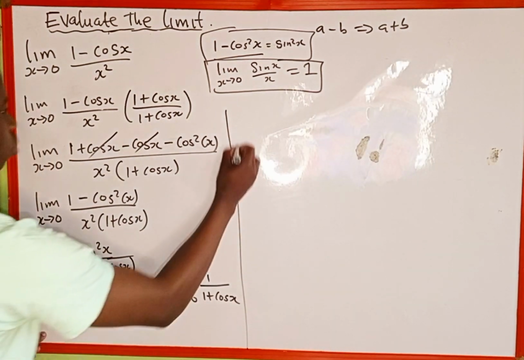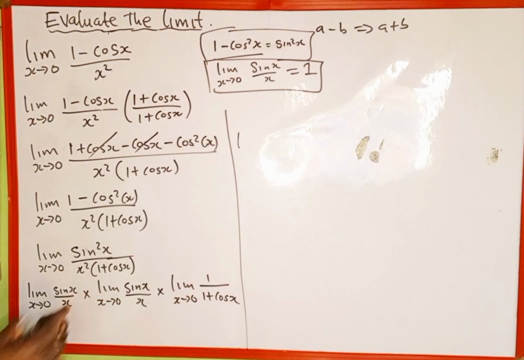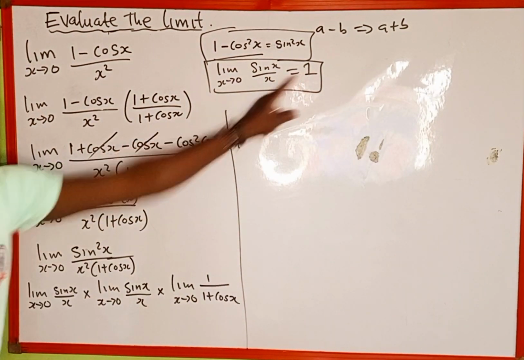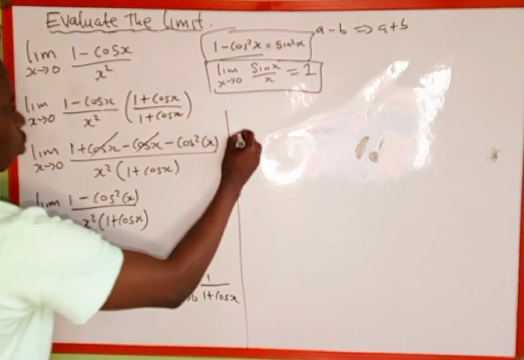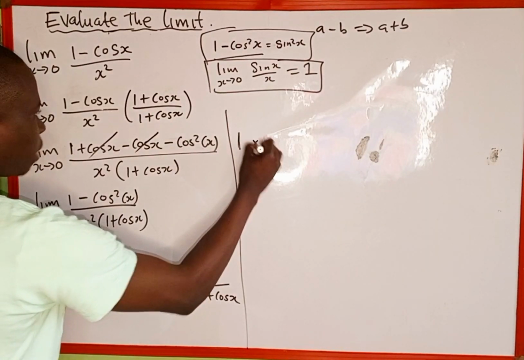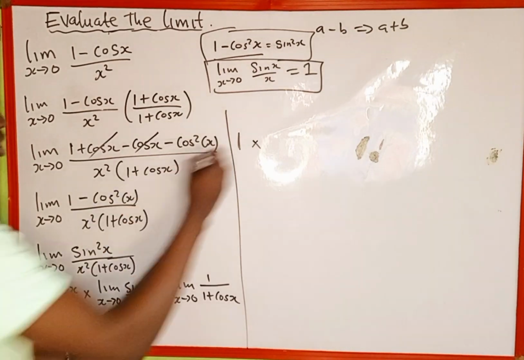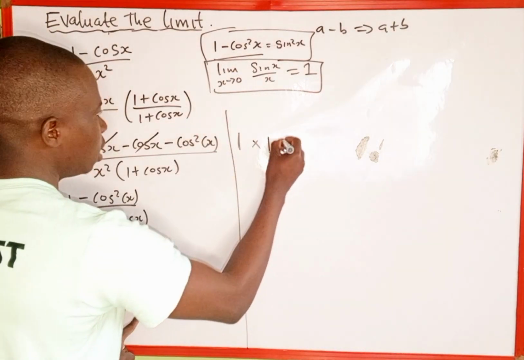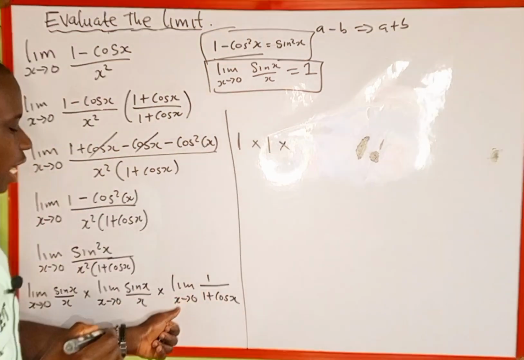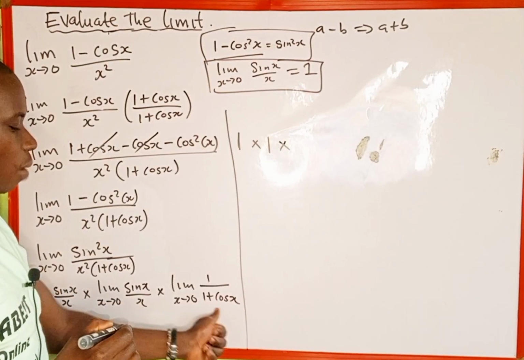So this is going to be what? Limit sine x over x, we say is the same as 1. So here is going to be what? 1. Then multiply by what? Limit as x approaches 0, sine x over x is going to be what? Is the same as 1. Then multiply by limit as x approaches 0, 1 all over 1 plus cos x.